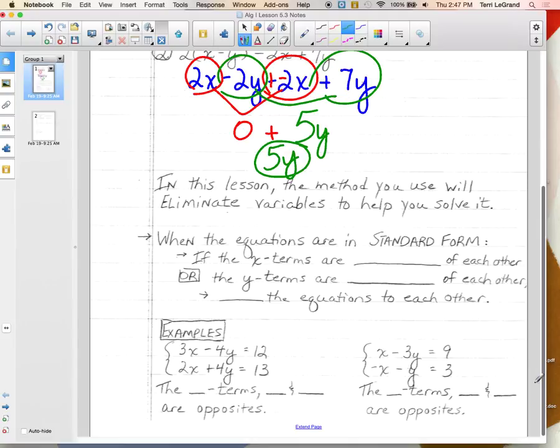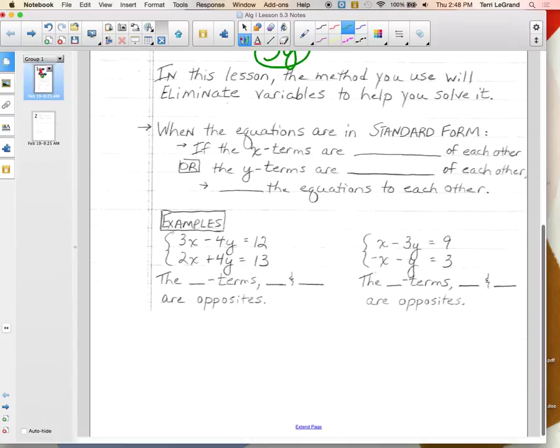So we're going to use this method to help us solve when the equations are in standard form. What's standard form? What does that look like? Y equals or x equals, is that standard form? It'll be like 2x plus 5y equals any number. Okay, 2x plus 5y equals, pick a number, since you picked 7. So 2x plus 5y equals 7, that's an equation in standard form. Do you agree?